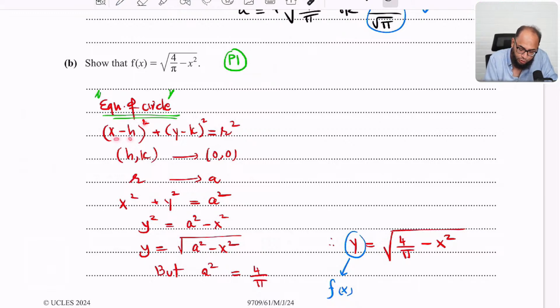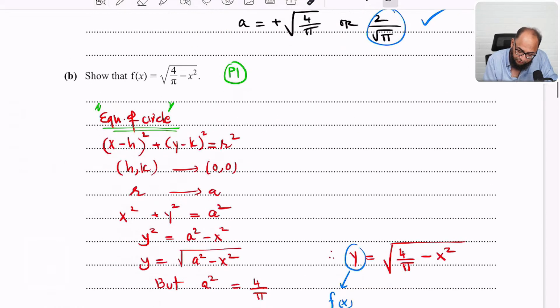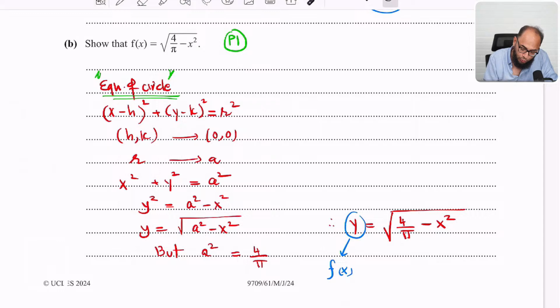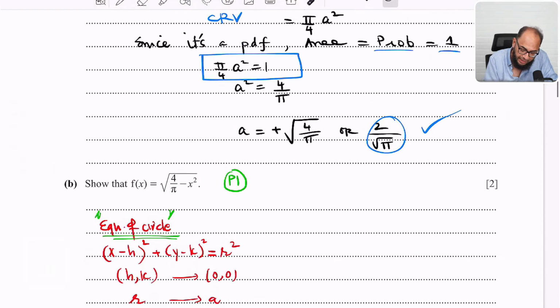(x minus h) whole squared plus (y minus k) whole squared is r squared. So h and k, that is the origin, radius is a. So x minus 0 whole squared is x squared, y minus 0 whole squared is y squared, equals a squared. A squared is already given, that's 4 over pi. So y squared is 4 over pi minus x squared. That is why instead of y, they have written f(x). As simple as this.